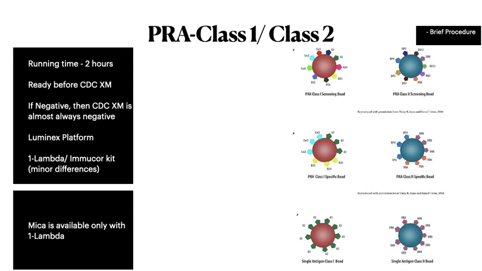And there are two different kits currently available in the market all over the world. One is One Lambda, the other one is an Immucor kit. They are essentially the same with some minor differences in the antigens that are mounted on the beads. And MICA antibodies can also be detected, but it's currently available only in the One Lambda kits.